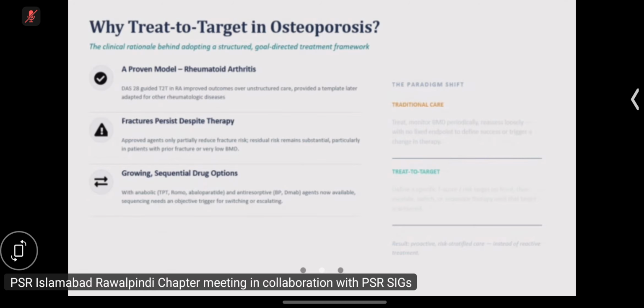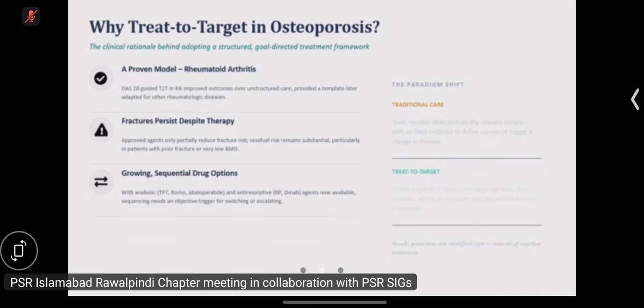Secondly, I think we have all noticed that even after decent gains in BMD, sometimes our patients go on to develop a fracture. This means that there is some gap in our treatment, and that gap can be identified and managed very well if we apply a treat-to-target therapy in osteoporosis. And lastly, we have many drugs now available for the management of osteoporosis, like, for example, anabolic drugs and anti-resorptive drugs. Sequencing them needs an objective trigger, and that trigger can very well be obtained through treat-to-target approach.